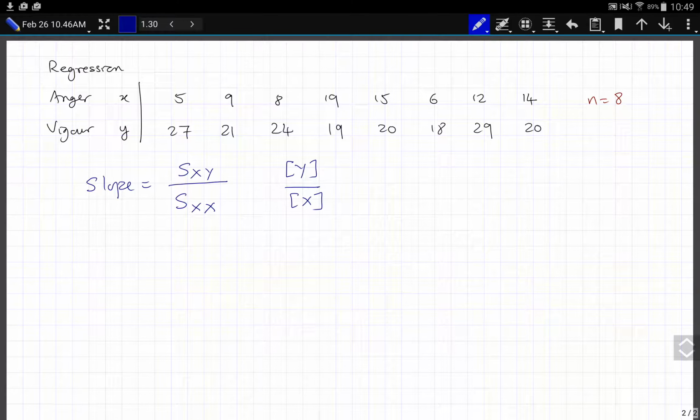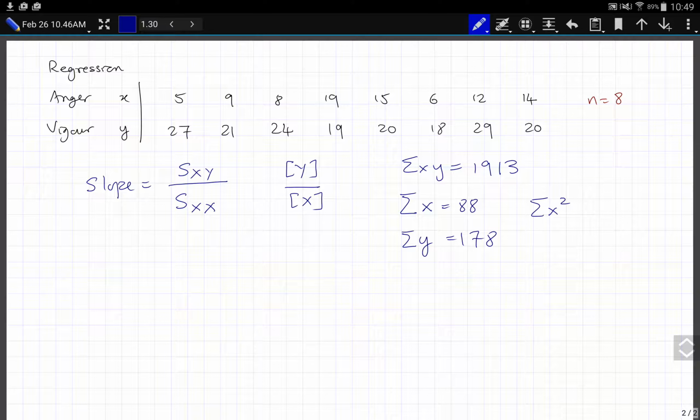We find that the data that we need is that the sum of the joint variables is 1913. The sum of the independent variable x is 88. Sum of the dependent variable y is 178. And the sum of squares of the independent variable, so that you can compute the sums of square deviations, is equal to 1132. For the slope, you don't need the sum of y squared.